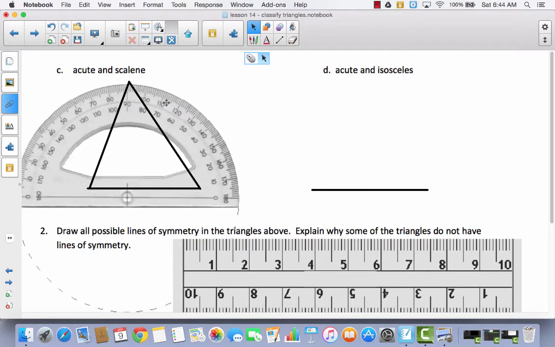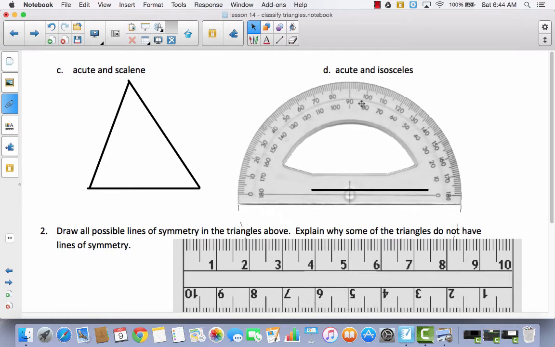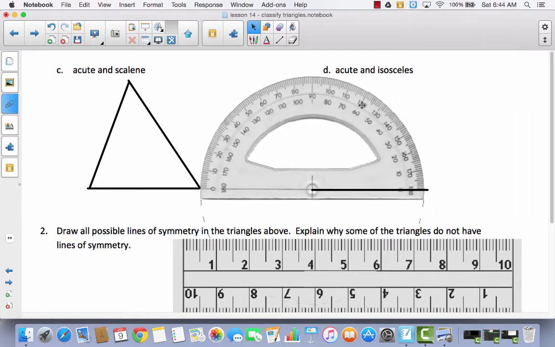Well, on an isosceles triangle, both of these angles are equal. Both of these are equal. I don't think it matters what they are, but they both have to be equal. So I think what I'm going to do here is make both of these angles 50 degrees. I'm going to start with this side.